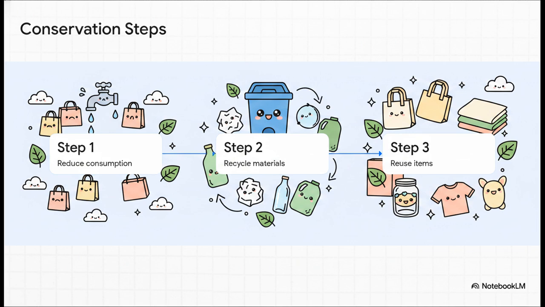So what does that actually look like in practice? Well, it breaks down into 3 simple steps. Step 1, reduce consumption. That means actively turning off the tap when you brush your teeth or switching off the lights when you leave a room. Step 2, recycle materials, like turning old, used paper into fresh, new notebooks. And Step 3, reuse items, like keeping a sturdy water bottle instead of buying single-use plastic ones every day. These 3 simple, everyday steps are how every single one of us can make a difference and prevent our precious, non-renewable resources from running out completely.